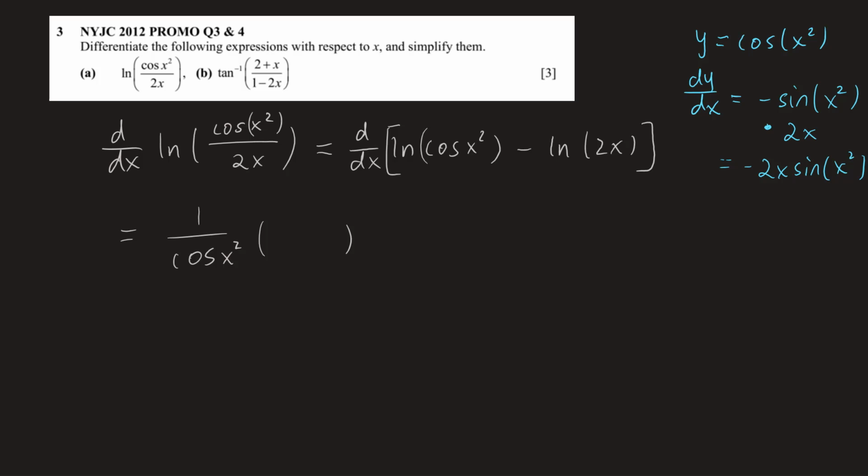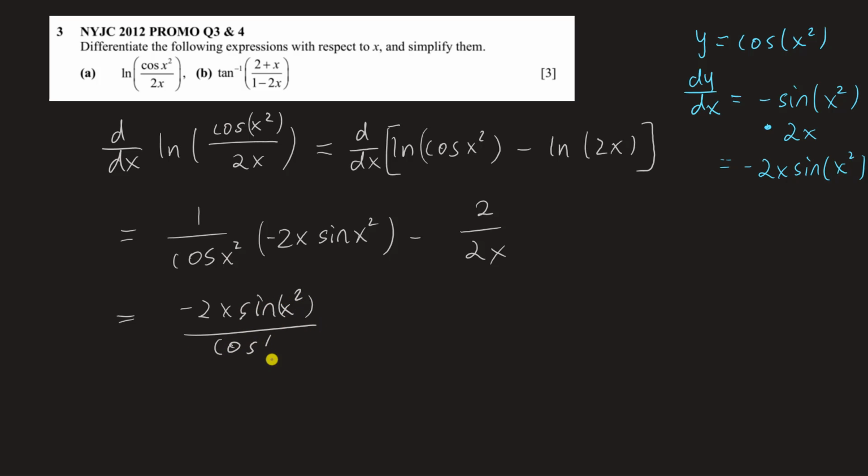All good? We're going to put this in. Negative 2x sine x squared. So we're done with this. Now differentiating this would just give us 1 over 2x. Differentiating 2x gives us 2. And of course, later we'll simplify this to 1 over x. So now, all we need to do is stack this on top. Sine x squared over cosine x squared minus 1 over x.